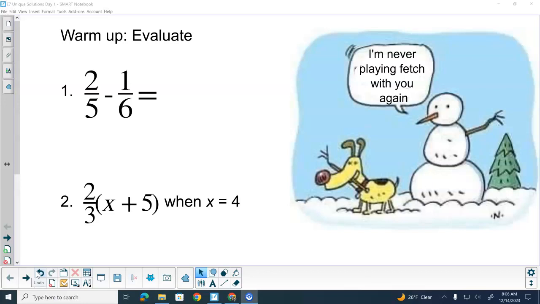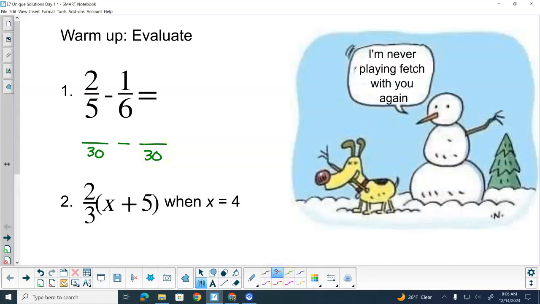Adding and subtracting fractions. What do we have to have first? We have a common denominator. What's the common denominator between 5 and 6? 30? Yeah, 30. Okay.